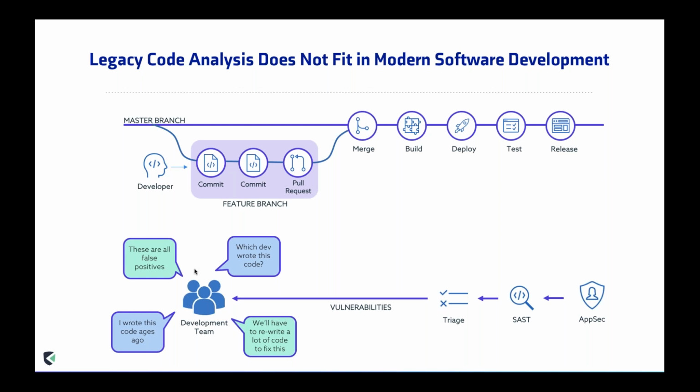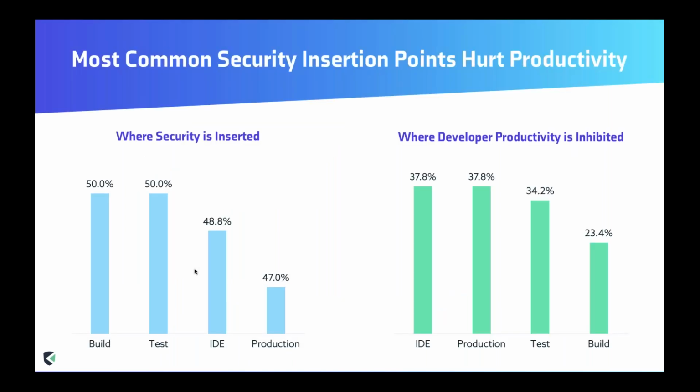And obviously, those are the hardest vulnerabilities to fix. So we also, in our survey, looked at security insertion points, and we looked at which insertion points were more likely to hurt developer productivity. And the really interesting thing is that although the order is slightly different, the top 4 most common places where organizations are attempting to insert security into their SDLC are also the top 4 where developers report that their productivity is lost.